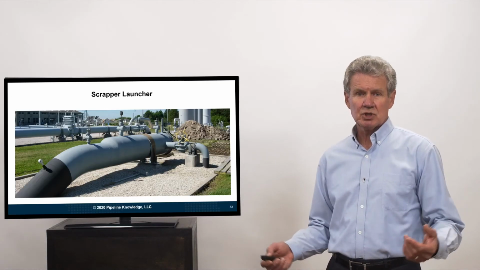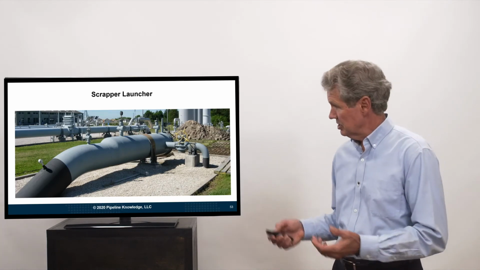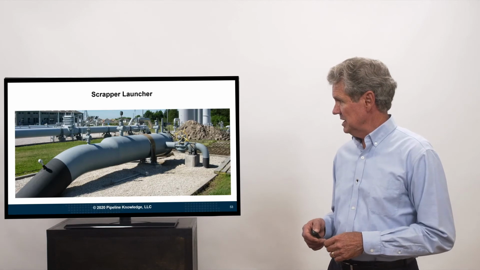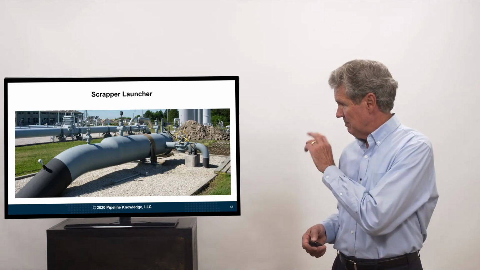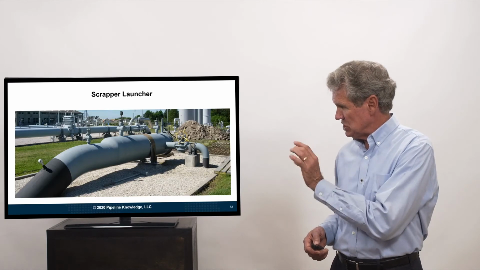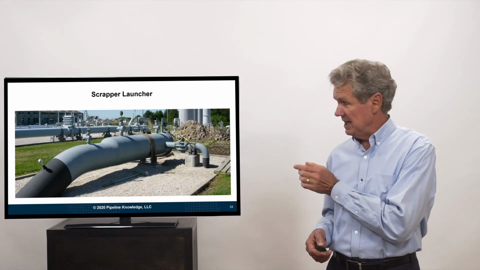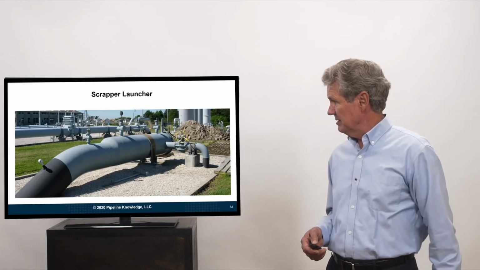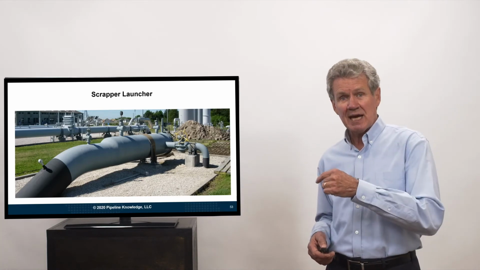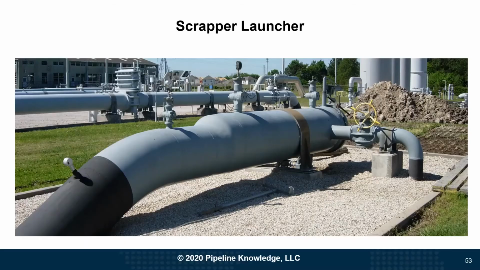Here then is a picture of an actual scraper launcher. This happens to be a natural gas launcher, but it could just as well be an oil launcher. So you see we have the barrel, and then we have the reducer bringing it down into the diameter or the ID of the main line, and we have the kicker line back there on the back. So it can be behind the scraper and push it out.